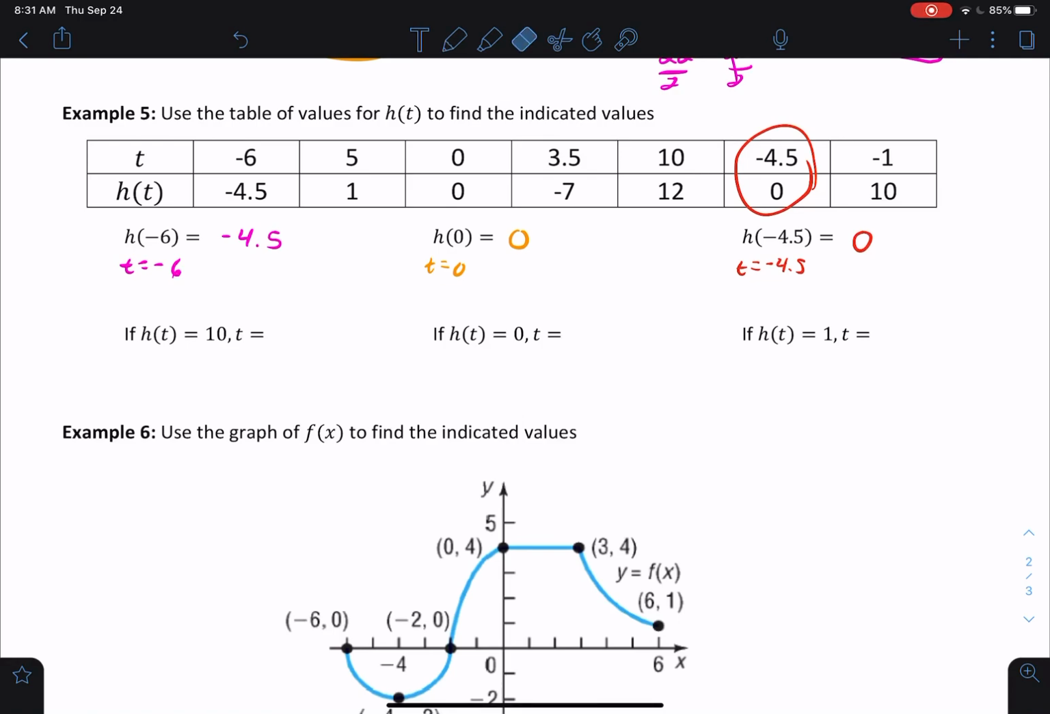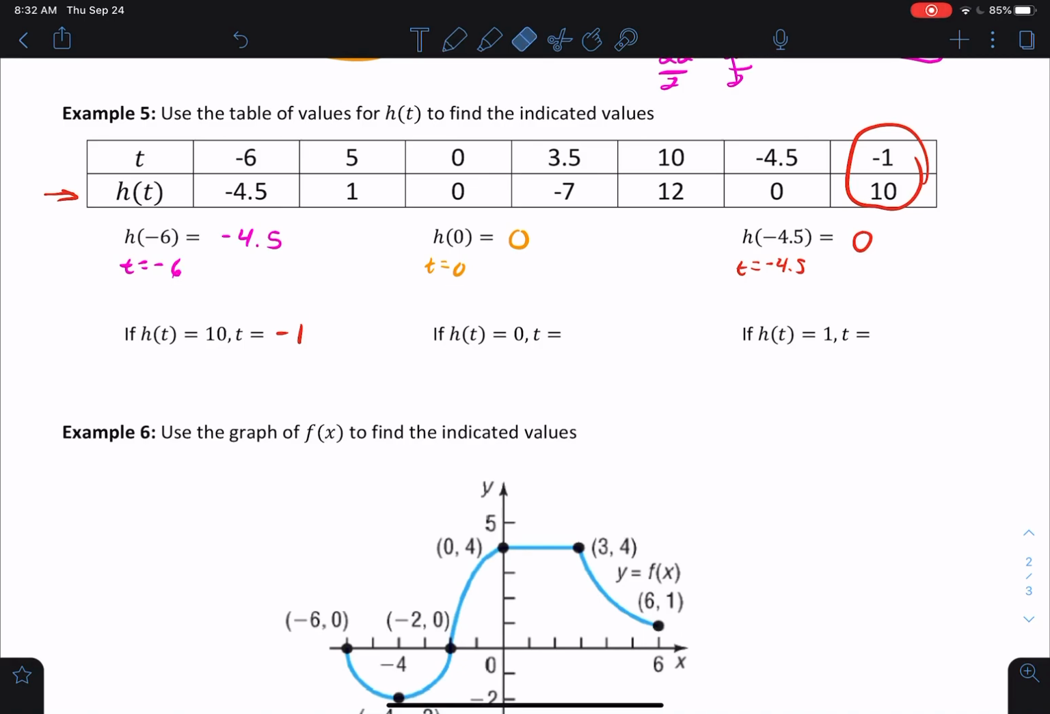What about for our second row? Here I'm telling you h of t equals 10. All right, so I'm telling you that the y value, the output, is 10. What does the input have to be that gives me out 10? So I'm looking at this row now. Where is an output of 10? Right here. All right, so h of negative 1 is equal to 10. So the t value would be negative 1. If I plug in negative 1, I get out positive 10.